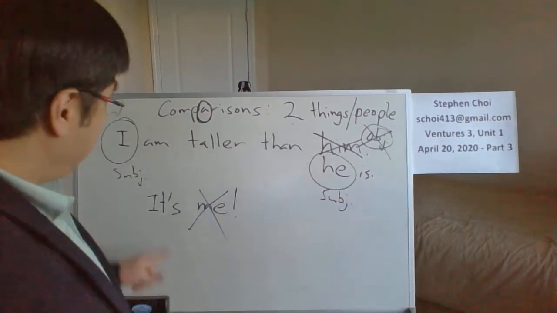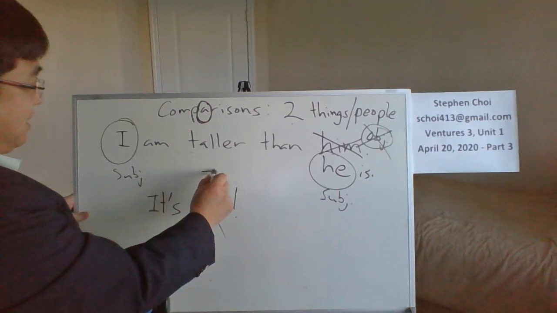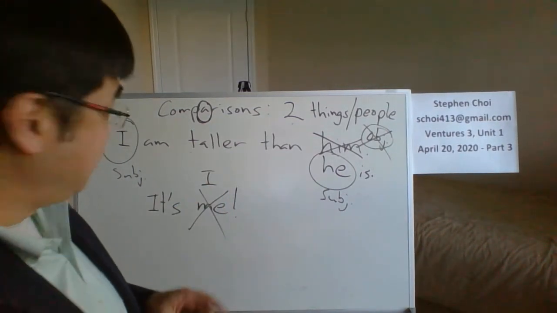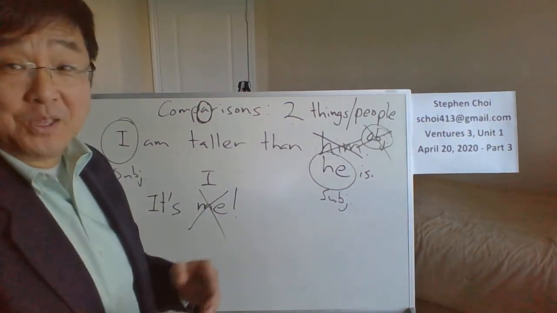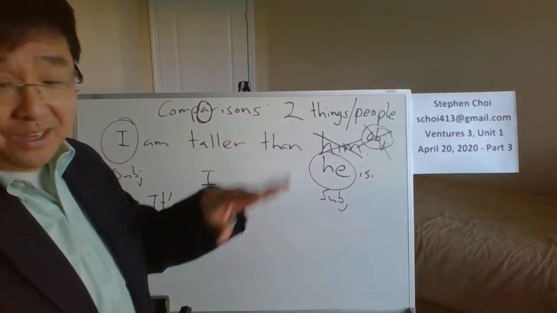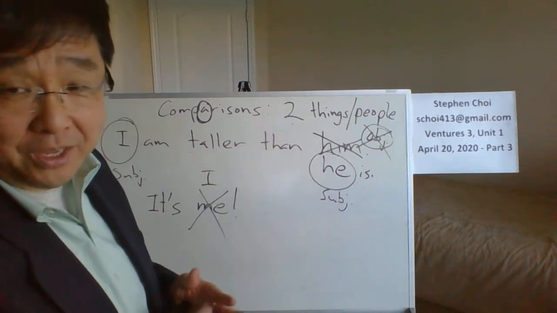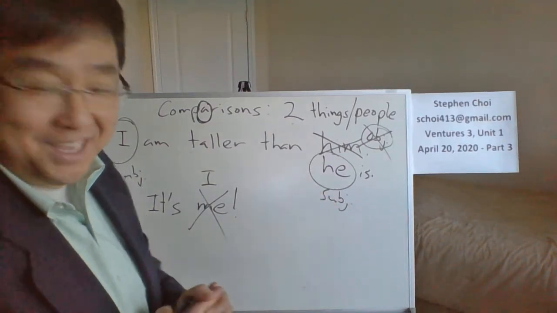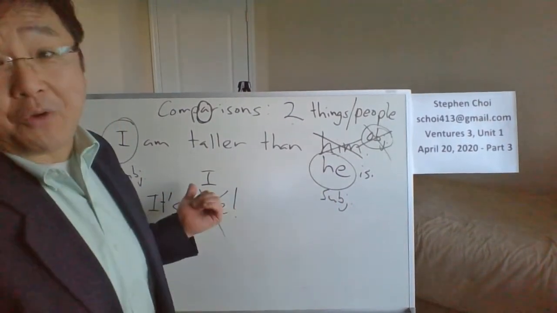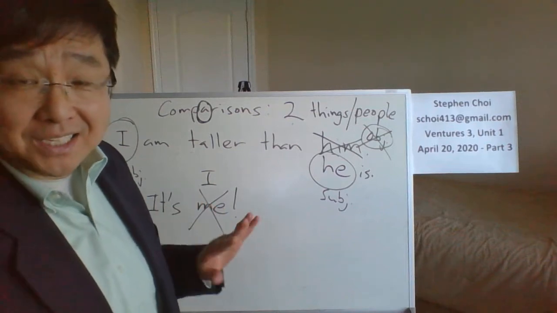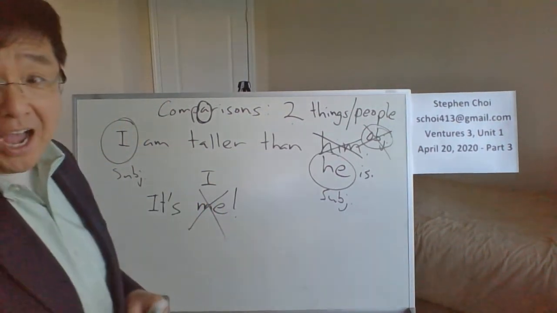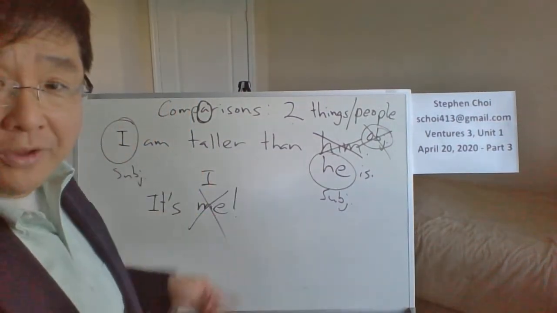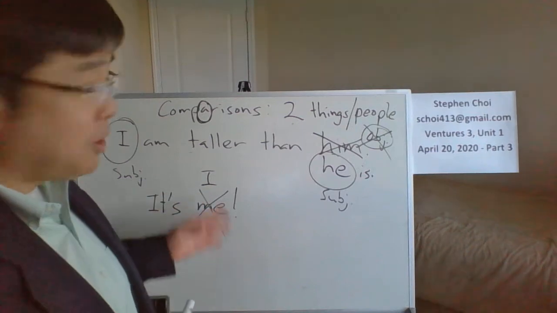Just like here, it should be, it is I. That's the correct grammar. Nobody talks like that. It sounds like something from a Shakespeare play, from several hundred years ago. But that's the correct grammar. When you say it is me, that's not good. It should be it is I. Just a little extra information. It is I is the correct one, but nobody talks like that.